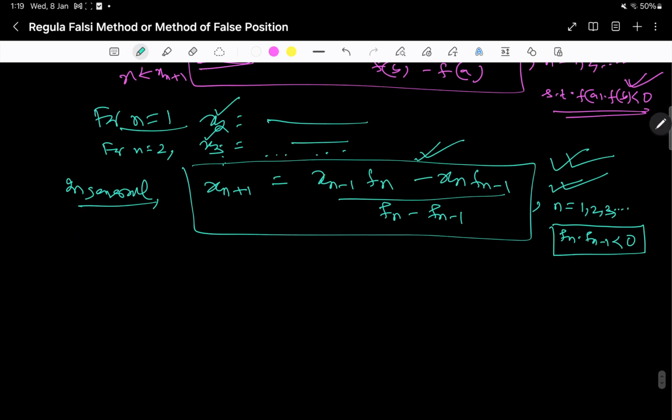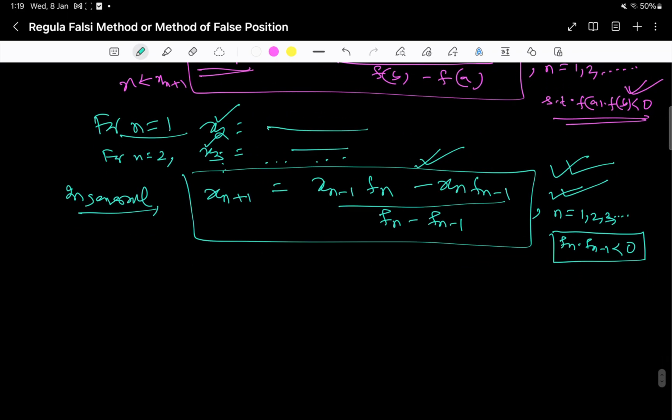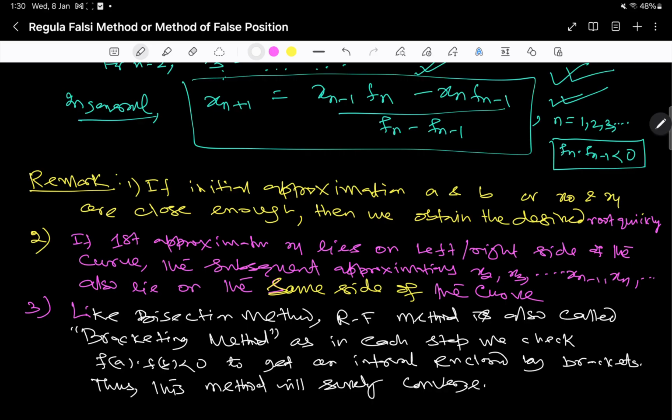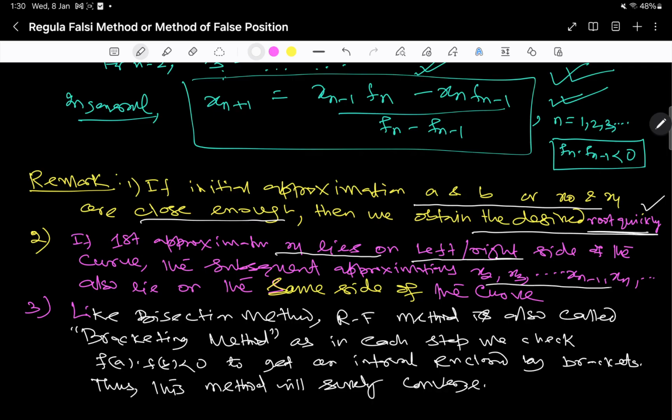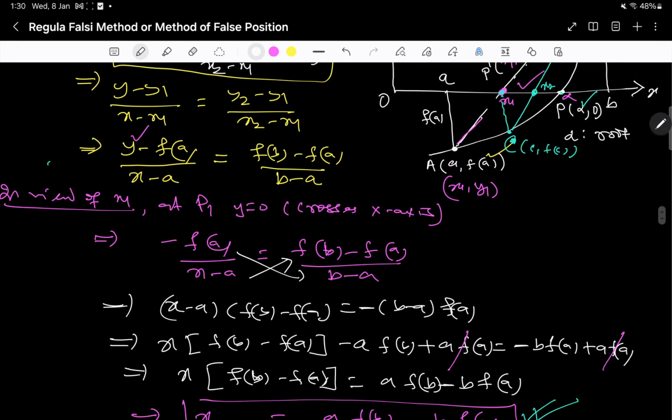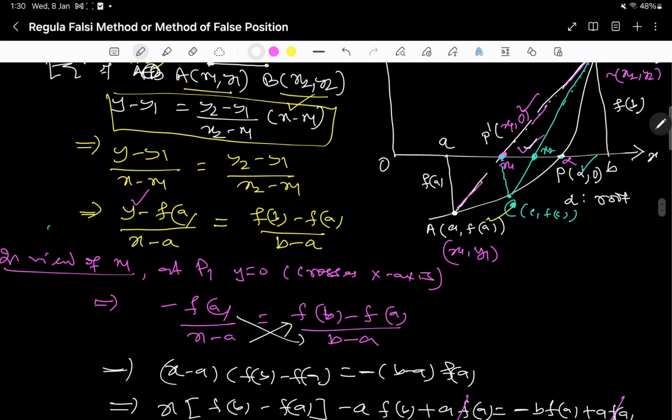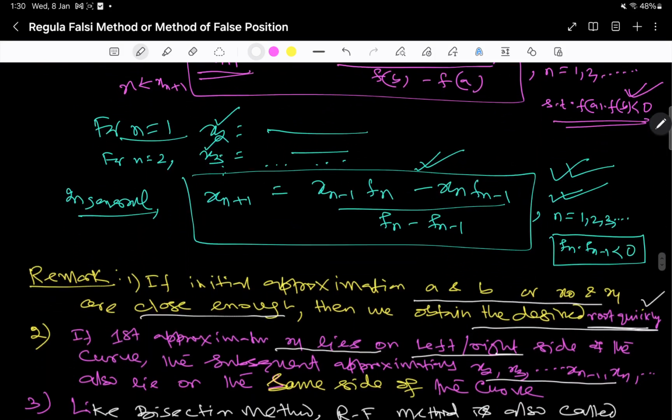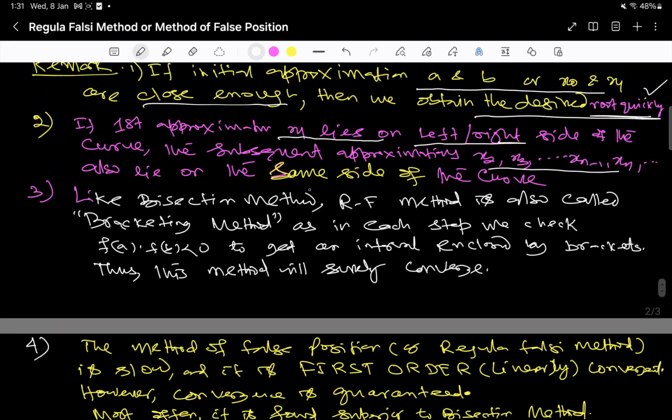Now some remarks on this Regula Falsi method. Coming to the most important remarks: if the initial approximations are very close to each other, then we get the answer very quickly. If the first approximation x1 lies on the right or left side of the curve, then all subsequent approximations x2, x3, and so on lie on the same side of the curve. If x1 lies on the left side, then x2 also lies, x3 also lies, and x(n+1) also lies on the same side of the curve.